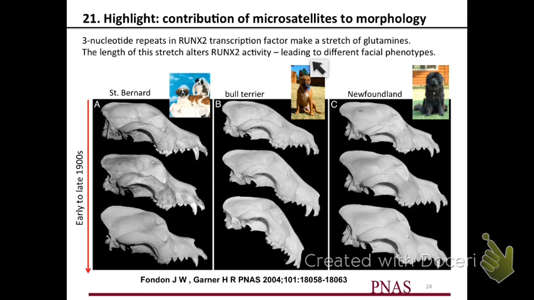So in this paper, what the researchers have done is they dug out some dog bones from the early 1900s to late 1900s. They isolated DNA and then determined the repeat number in RUNX2. And what they found is that for certain dog breeds, as the phenotypes get more dramatic, right? So here is a bull terrier from the early 1900s to the late 1900s. The repeat number has increased.